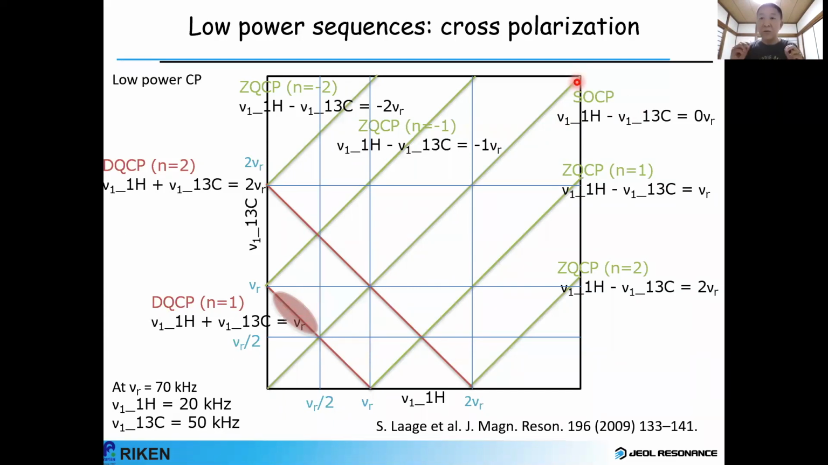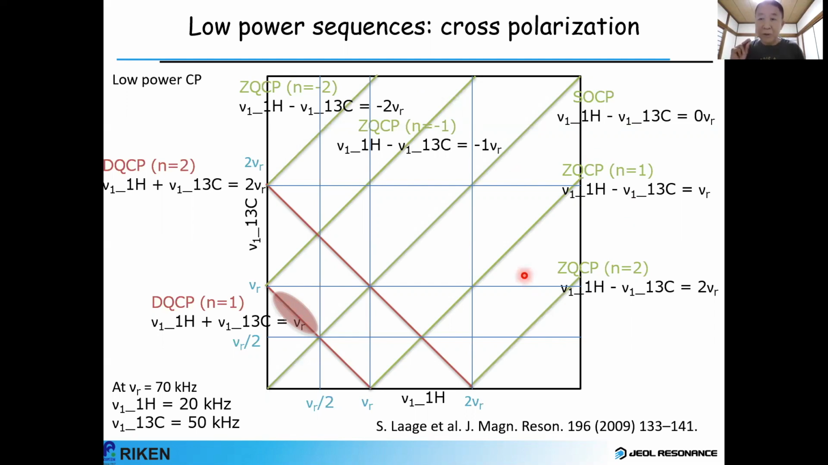Then this condition splits into 4 at magic angle sample spinning. Here, here, here, here. So in these conditions, the difference of RF field strength is 2 omega R or 1 omega R. But in these 4 conditions, we use the flip-flop term, so the resulting signal intensity has the same sign. For the standard experiment, we use this kind of regime.